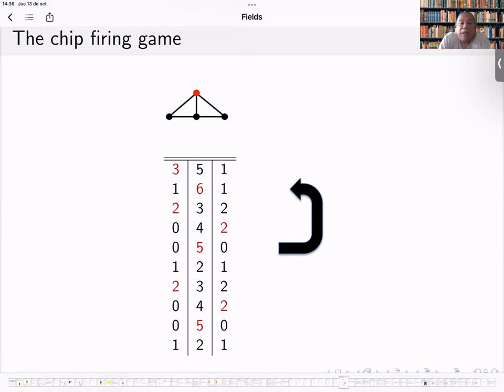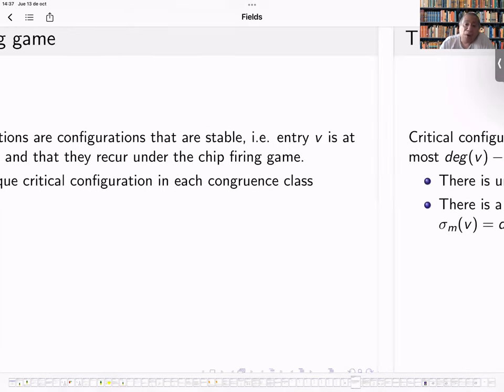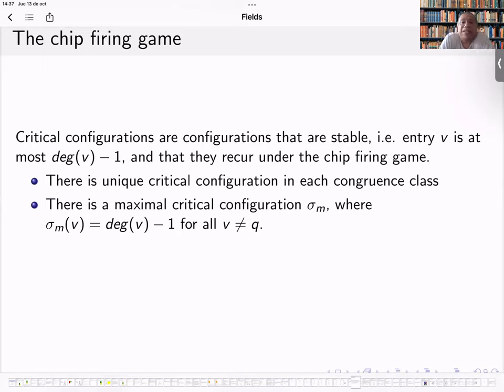But it might also happen, as in this case, that you get to the same configuration. So you record in the game these stable configurations, and these configurations are called critical configurations. They are stable, so the V entry is at most the degree of the vertex minus one, and they recur in the chip firing game. Biggs proved that there is a unique critical configuration in each of these congruence classes, and that there's always a critical configuration called the maximal critical configuration sigma M, where the value of the vector at the vertex V is the degree of the vertex minus one for every vertex that is not Q.